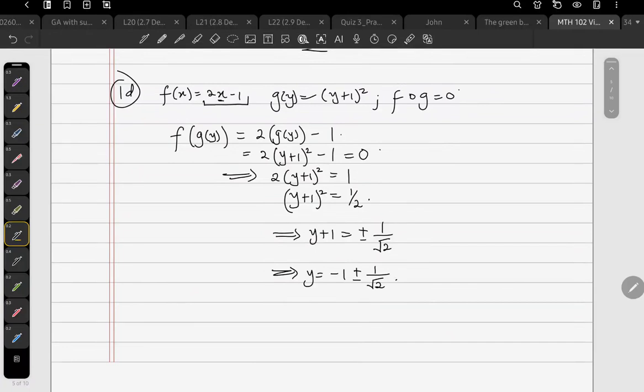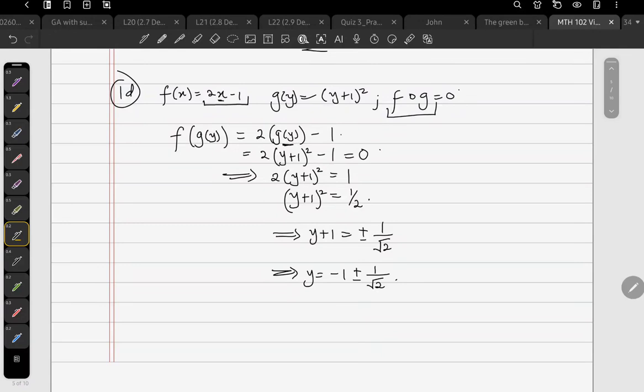So let's trace our steps. Composition of f and g, f of g of y. So since f of x is 2x minus 1, f of g of y is going to be 2 times g of y minus 1. So we have replaced x with g of y. Now what is g of y? It is y plus 1 squared. So that means we have 2 times y plus 1 squared minus 1. And we solve this for y.